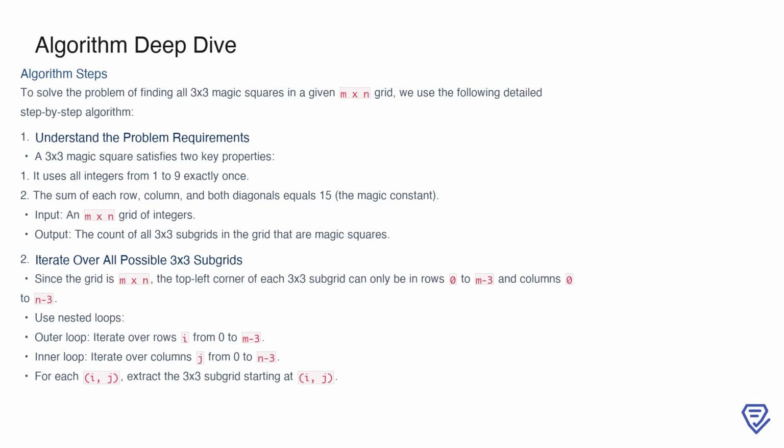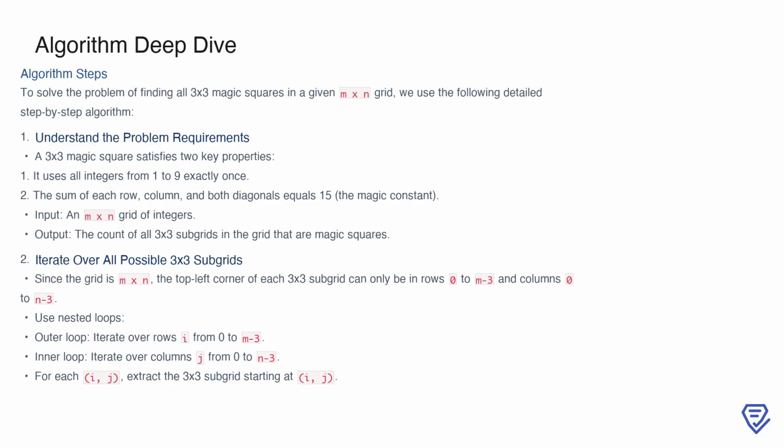To tackle the problem of finding all 3 by 3 magic squares within a given MxN grid, we start by understanding the requirements. A 3 by 3 magic square must use every integer from 1 to 9 exactly once, and the sum of each row, column, and both diagonals must equal 15, which is known as the magic constant. The input to our algorithm is an MxN grid of integers, and our goal is to determine how many 3 by 3 subgrids within it satisfy these conditions.